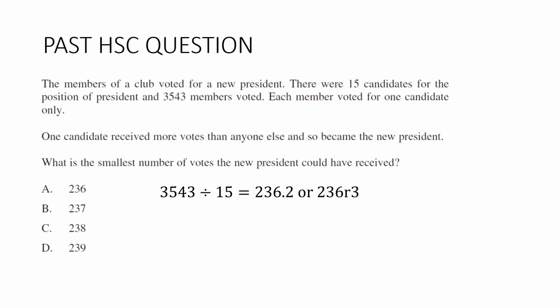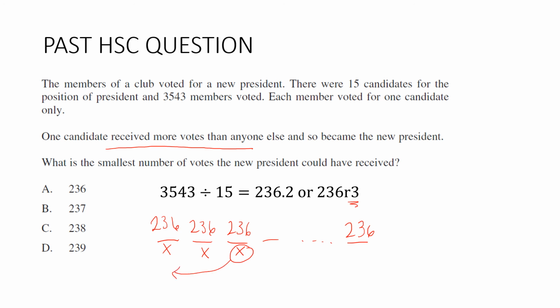Now, suppose we take our 3,543 votes and we distribute them evenly amongst the 15 candidates. I won't draw them all up. And we've got 236 here and 236 here and 236, and we go all the way to 15. And we've got these 3 votes remaining. If I distribute those to 3 different candidates, I have 3 people on the same number of votes, but one candidate received more votes than anyone else. So what I've got to do is take one of these and allocate it to the new president, and then we will get a new president. So the smallest number of votes the new president could have received is 238, which is C.